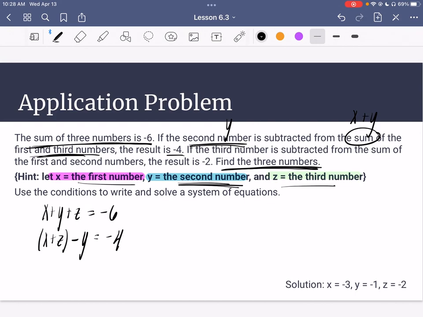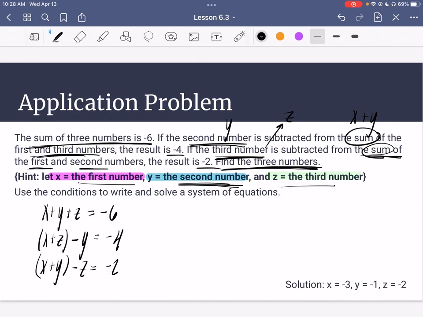Okay, and then finally, our third equation. If the third number, which is z, is subtracted from the sum of the first and the second number, the result is -2. So the sum of the first and second number would be x plus y. And then if we subtract z, the third number, from it, we have -2. Okay, so here is our system of three equations with three variables.